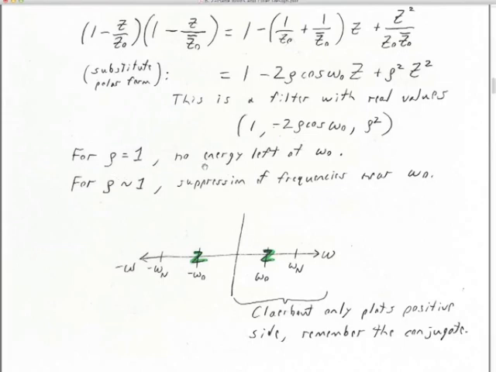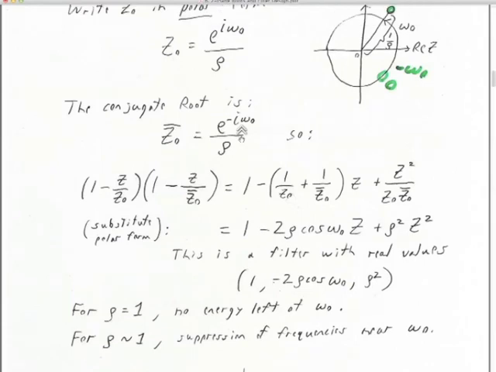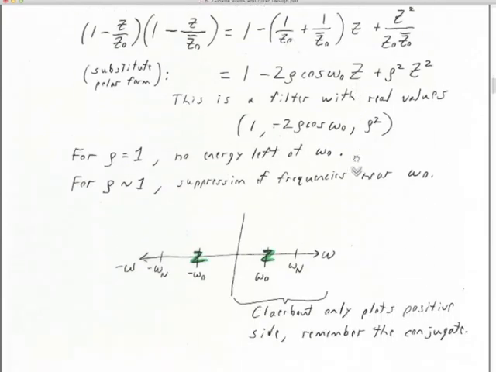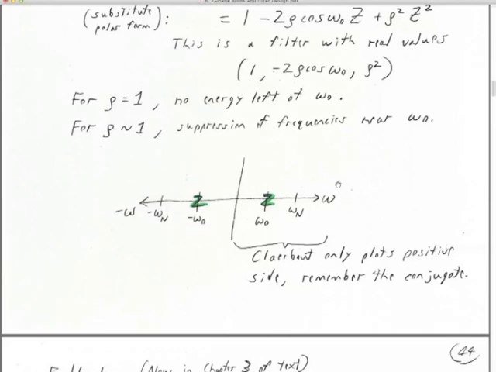So for rho equals 1, if we put the root on the unit circle, there's going to be exactly zero energy left at exactly omega zero. It will remove all the energy at the characteristic frequency. For rho close to 1, near the unit circle, and it doesn't have to be, it can be inside or outside, but if it's near the unit circle, then we have a suppression of frequencies near omega zero. The closer rho is to 1, the closer the root is to the unit circle, and the more suppression of those frequencies near omega zero we get.